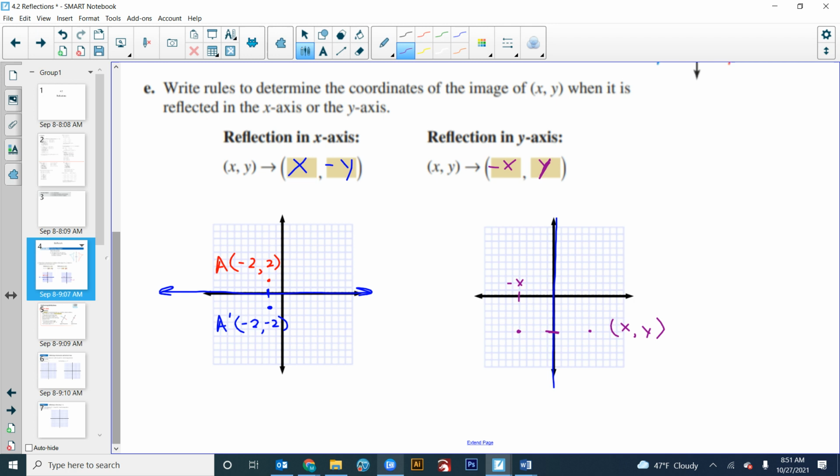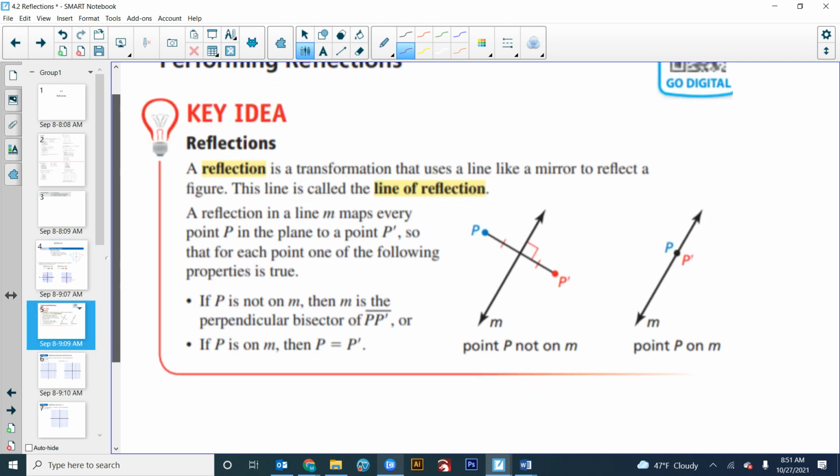All right. So a reflection is a transformation that uses a line, like a mirror, to reflect a figure. So we have what's called a line of reflection. Now, there's some terms in here. I don't love the way this book words it, and we'll talk about how the old book words it, how the new book words it, and then we'll talk about, not really preference, because it doesn't matter. We might be asked either way. So we need to be comfortable with both. All right. Now, I think it makes sense.